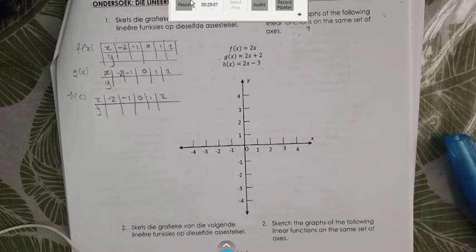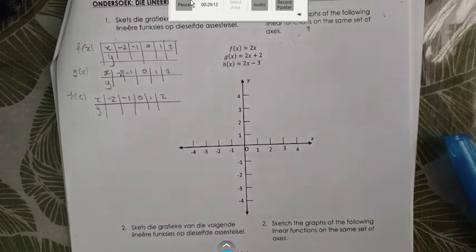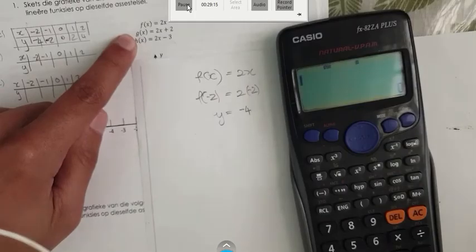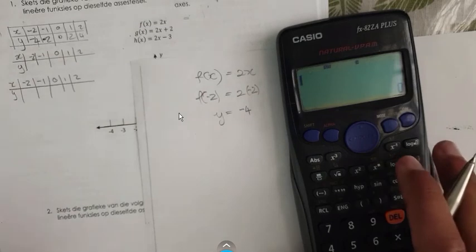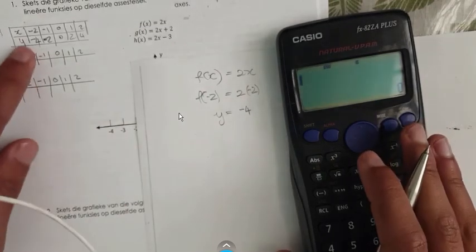I want everyone to draw the following tables for me as we are doing this right now. I'm going to give you a minute. I failed to press record there, but we have already worked out these values here.